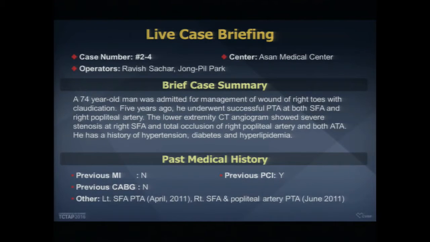A 74 year old male patient admitted for management of a wound of the right toe with claudication. 5 years ago, he underwent successful PTA at both SFA and right popliteal artery. The lower extremity CT angiogram showed severe stenosis at right SFA and total occlusion of right popliteal artery and both ATA. He has a history of hypertension, diabetes, and hyperlipidemia. So he has a wound in the right toe, so we approached antegrade.